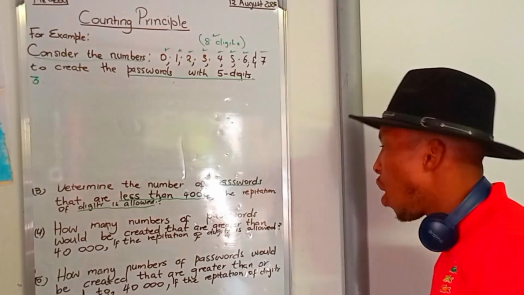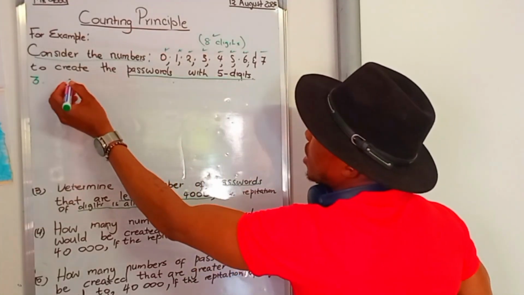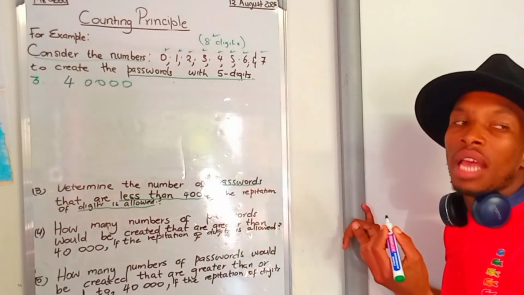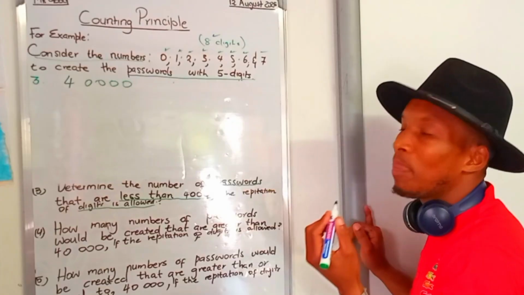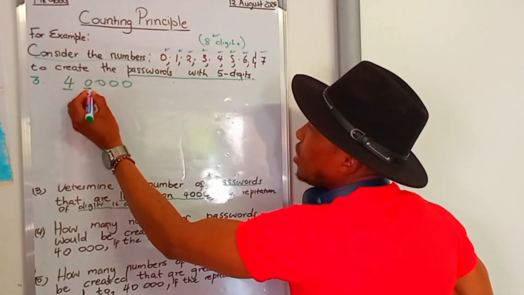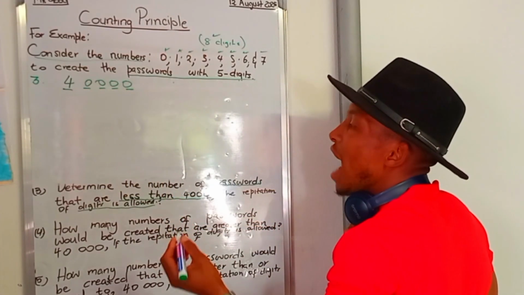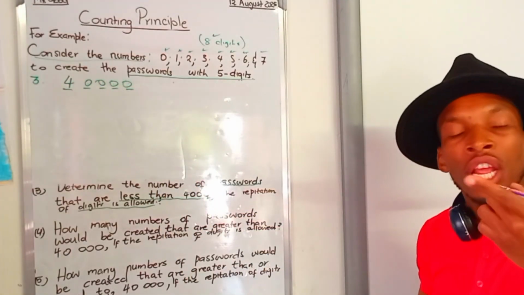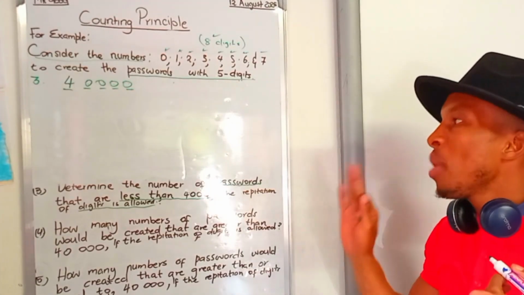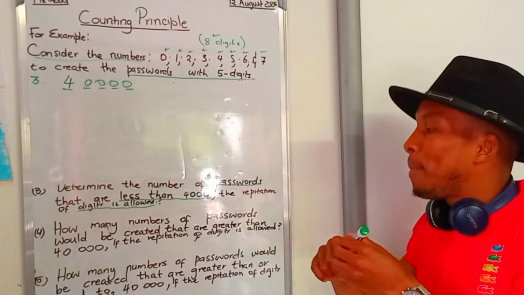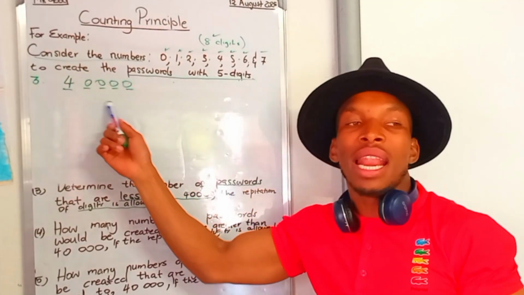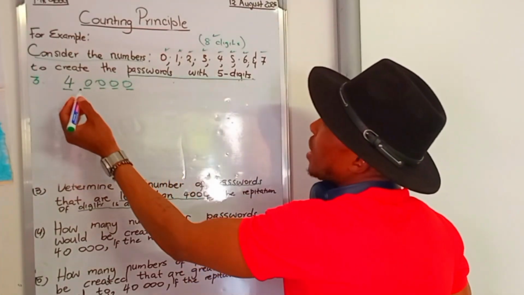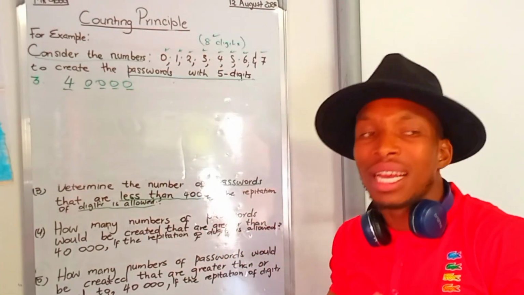All right, then let's go. 40,000, let me write here. 40,000 is a password. Why is it a password? It's because 40,000 consists of how many digits? 5 digits: 1, 2, 3, 4, 5. That means 40,000 is a password as well. But we need the number of passwords that are less than 40,000. Remember, when I talk about a number that is less than, it's a number that is smaller than.